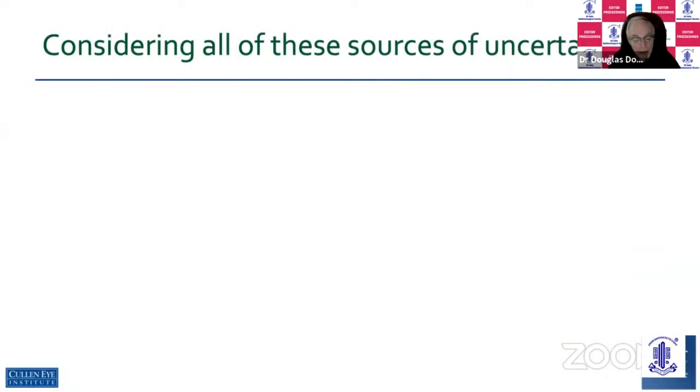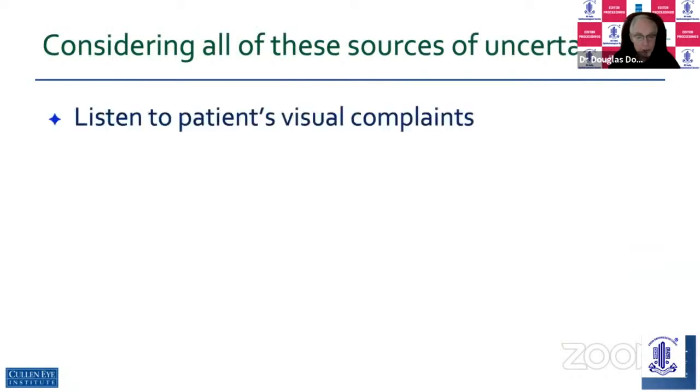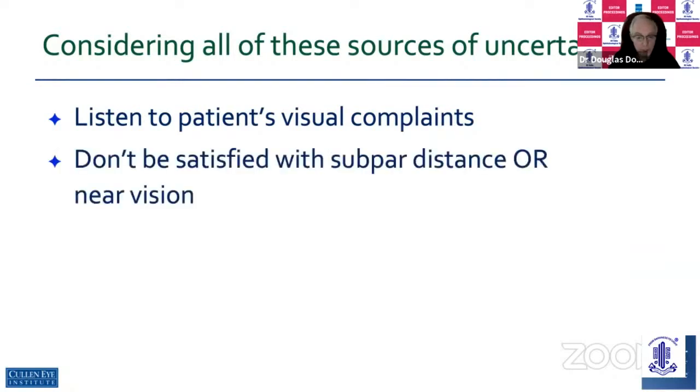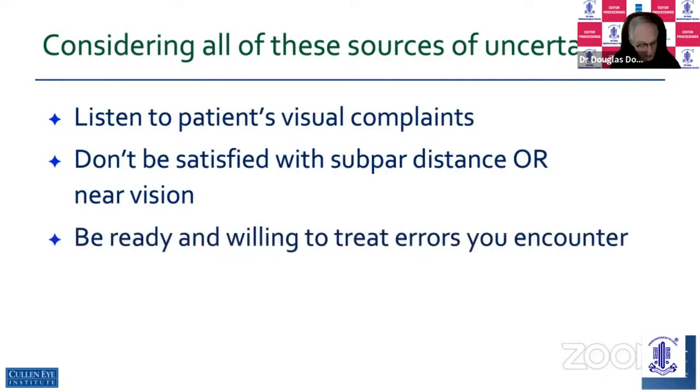So looking back then and thinking about our toric IOL patients, I think it's going back to the patient him or herself. It's really important to hear patients' visual complaints postoperatively. And we have to learn, of course, to not be satisfied with subpar distance or near vision in these patients. We have spherical error, we have astigmatic error. And one thing we may not have a chance to cover, but of course it's so important, is to be willing and ready to treat any errors you encounter.